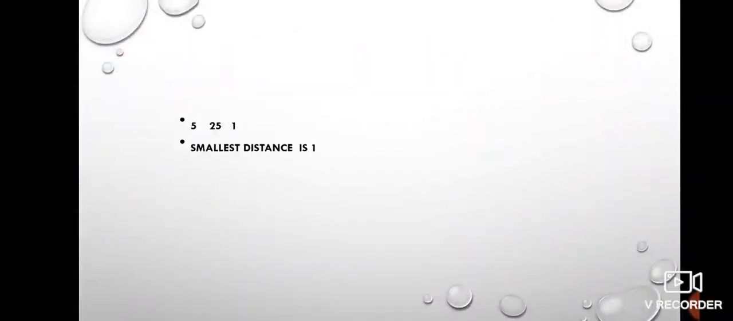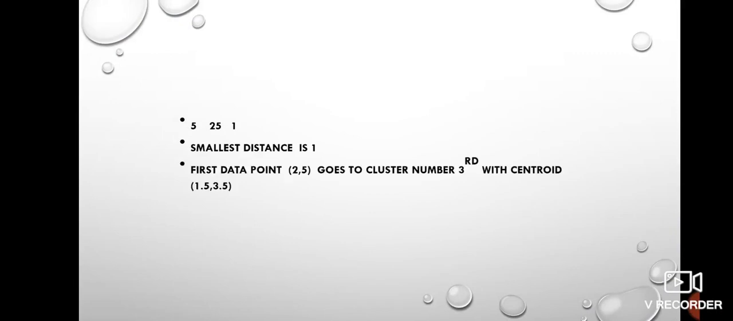So the same thing which I have already explained: among 5, 25 and 1, the smallest distance is 1 among the 3 clusters. So the first data point will go to the third cluster, with centroid point 1.5 and 3.5. In the same way we have to calculate for the other data points.